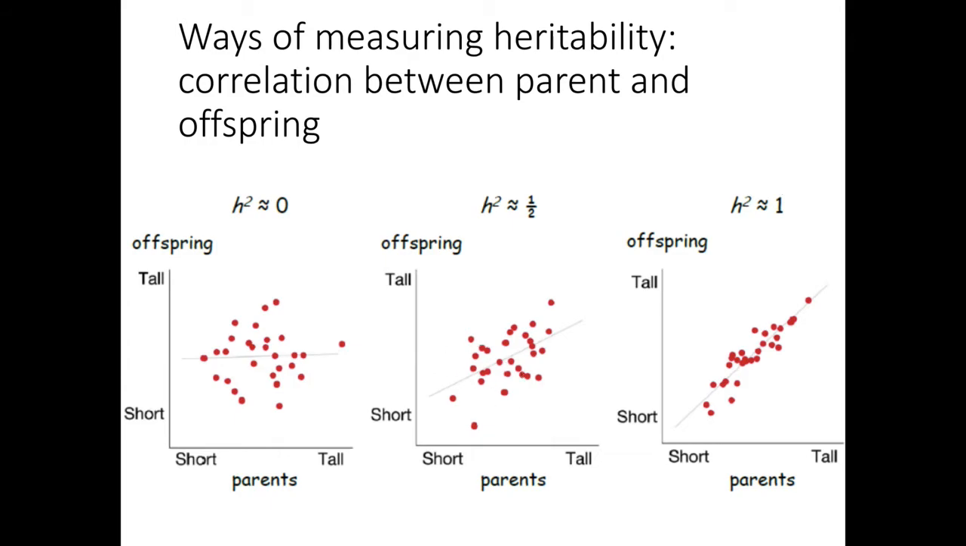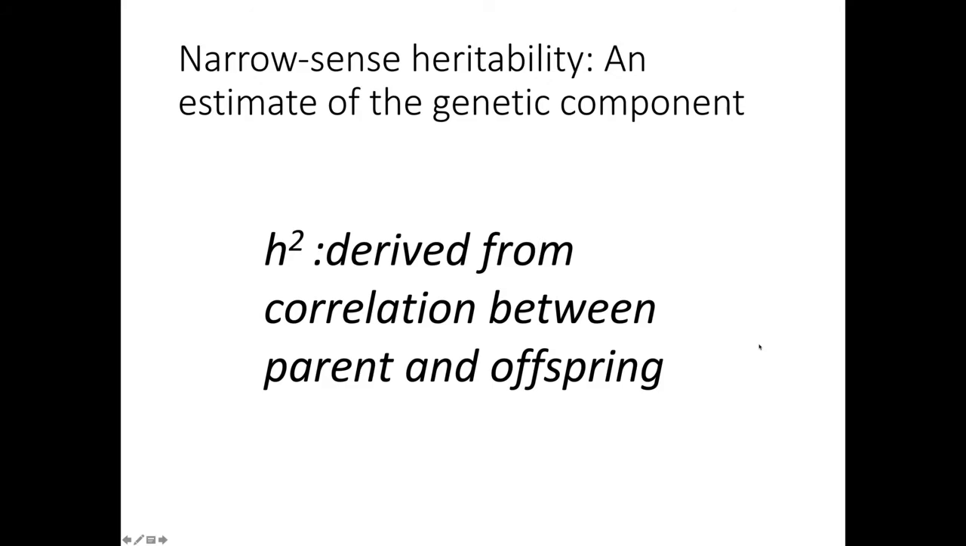So in addition, you don't always have the opportunity to do these types of twin studies, but one can also measure heritability in these correlations between parents and offspring. And this gives this concept of narrow sense heritability. Narrow sense heritability is another estimate of the genetic component of variance, but it's not derived from twin studies. It's derived from the correlation between parents and offspring. And it's shown with a little h squared.